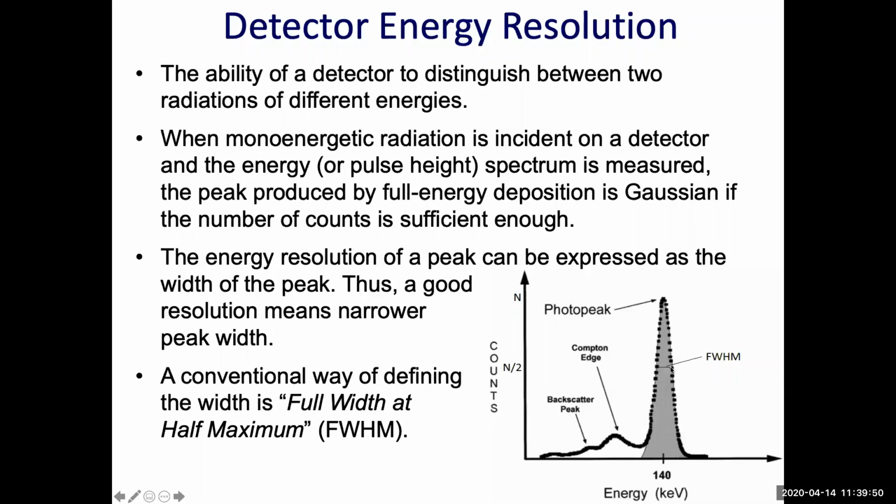A conventional way to define the width is the full width at half maximum. This is the full width at half maximum. It is defined as the width of the distribution at a level which is just half the maximum ordinate of the peak. We need a narrow full width at half maximum to get better energy resolution. If we have a wide full width at half maximum, it means that we have poor energy resolution and poor resolution in general. So we always look for a narrow full width at half maximum to say that the detector has the ability to distinguish between two different energies.